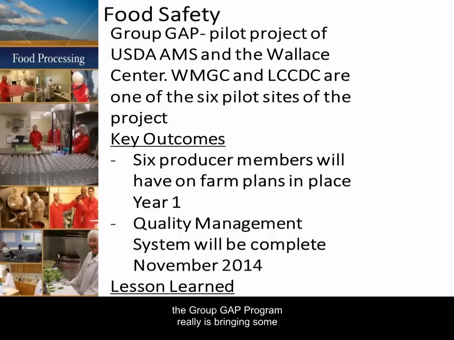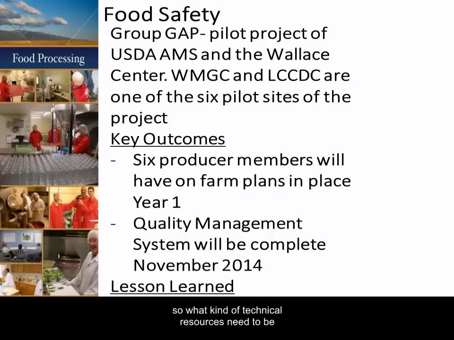So for us, the Group GAP program really is bringing some resources to the table, and also, in a cooperative manner, creating an umbrella that producers can be incubated in their GAP and GAP planning, and that is all coordinated together in the cooperative that will meet the marketplace needs. We're very excited about where this can go. We are in our first year and have identified 6 producer members that are committed to have their on-farm food safety plans in place this year. We're hoping by January. And the umbrella quality management system that the co-op has total ownership of, that those farm plans fit in, will be completed by November 2014. These are big steps for this group.